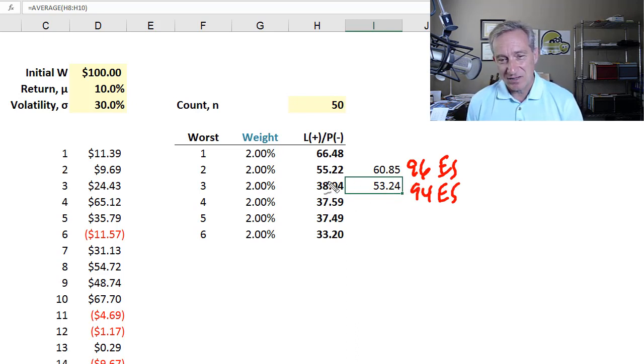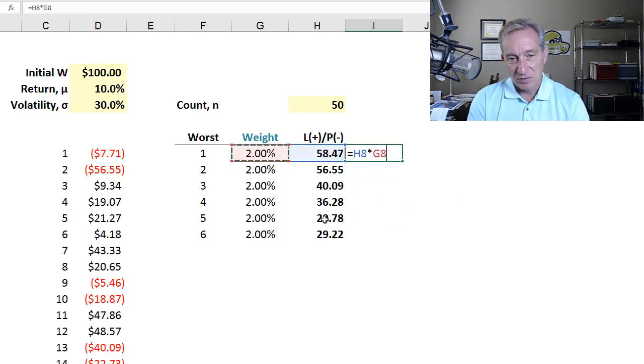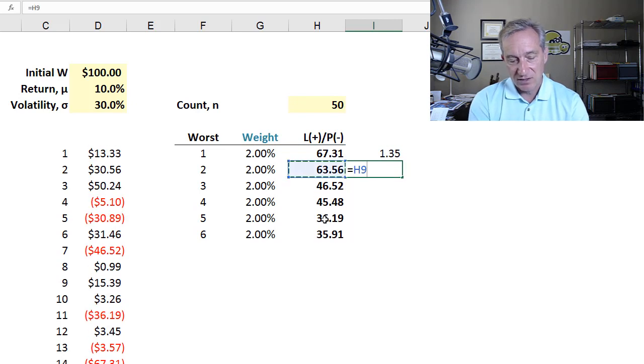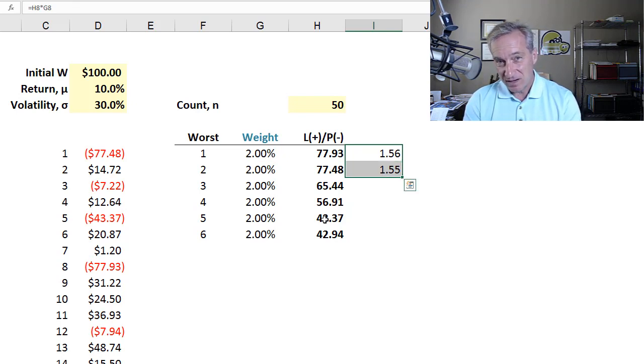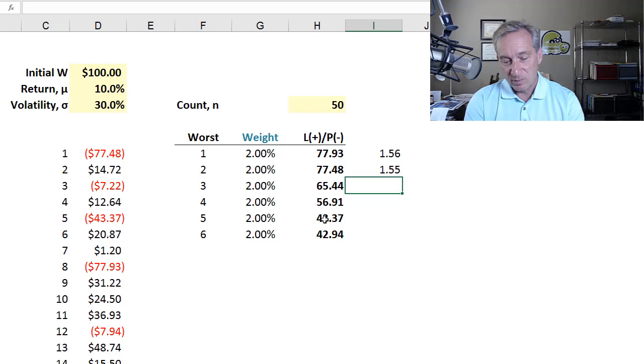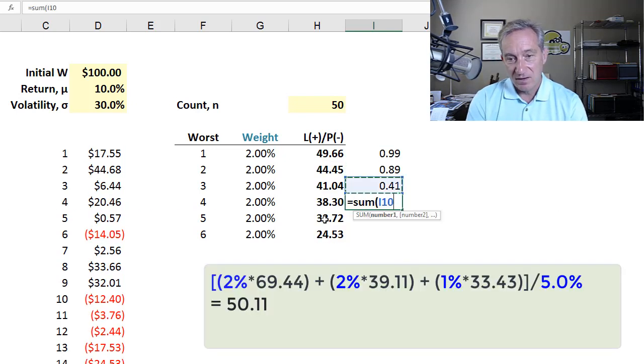Could I just average between these two values? Well, not really. We want this to be a true conditional weighted average so that we would take this value multiplied by its weight, this value multiplied by its weight, and now you can see so far I've got 4% of the tail. I want 1 more percent. So I just want 1% of this value. See how it's a weighted average? And then I sum them.